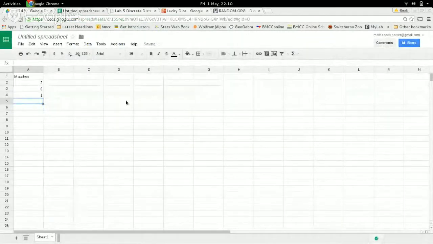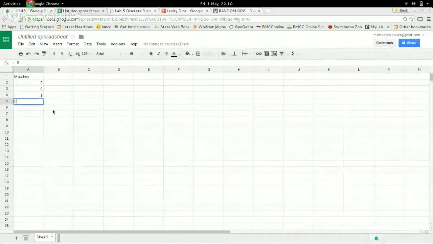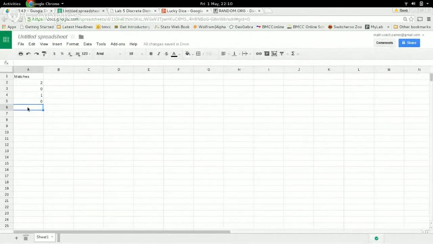Now, how many times do we have to do this? That's a good question. A lot. No matches. So in the lab today in class, we did this. And as we were going through it, we have X, which is the number of matches. We could have 0, 1, 2, or 3 matches. And then we are going to find the frequency as we play.